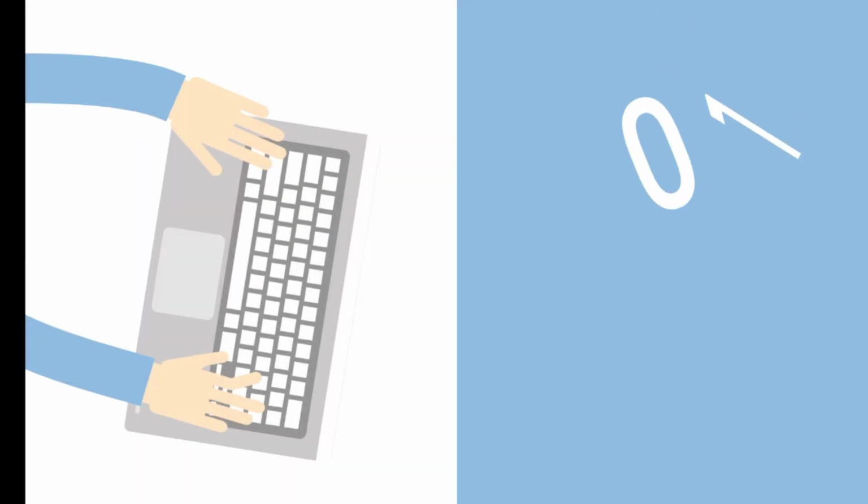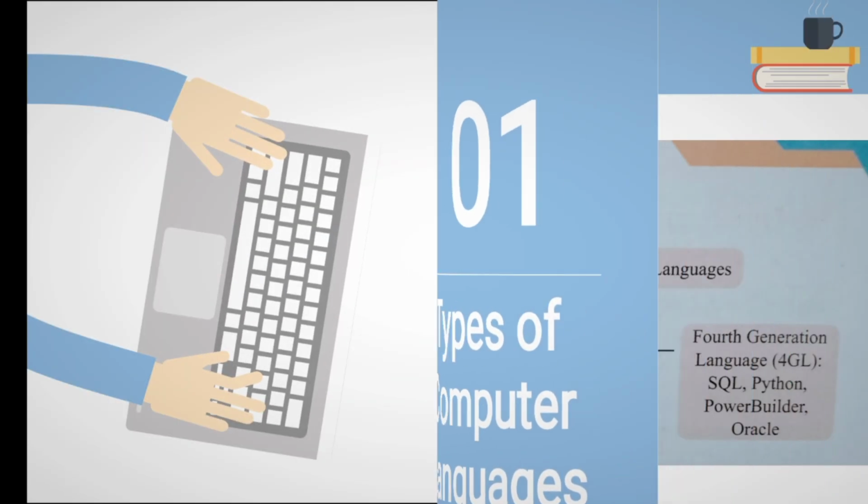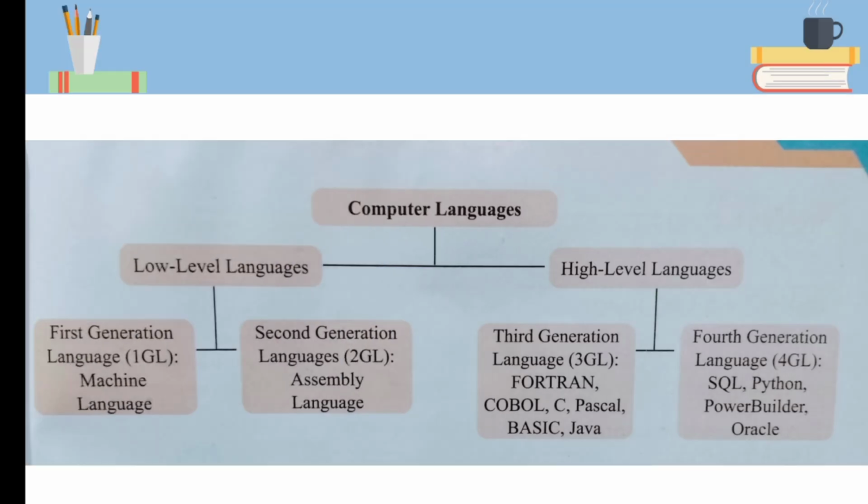First we will learn the types of computer language. There are many computer languages used around the world. These languages were developed either for specific purposes like research, business, etc., or for specific types of computers. The development of computer languages is classified into the following generations of language.